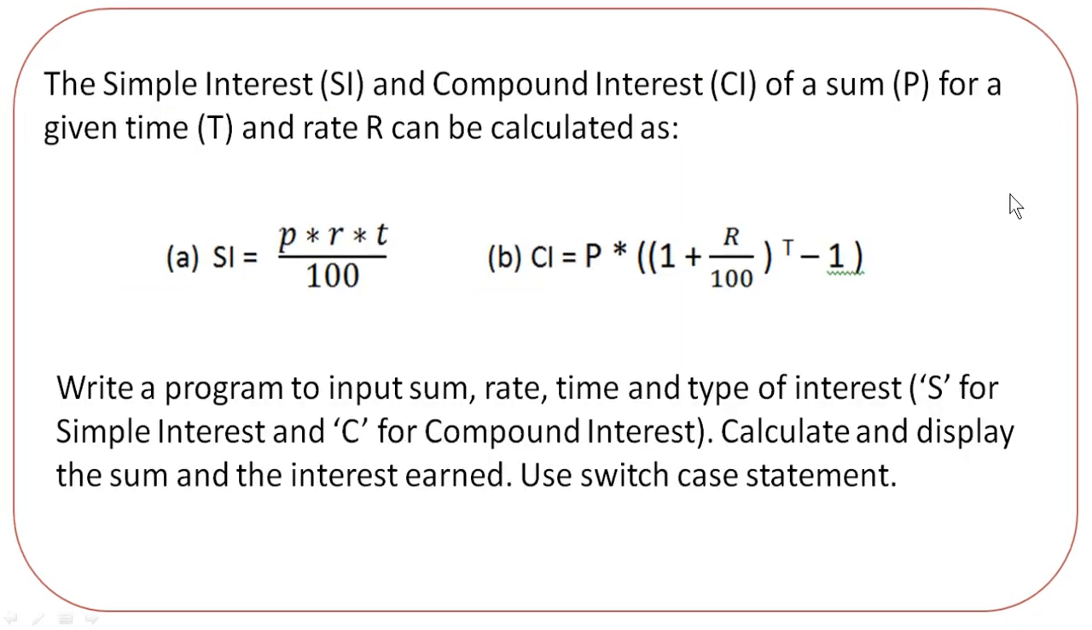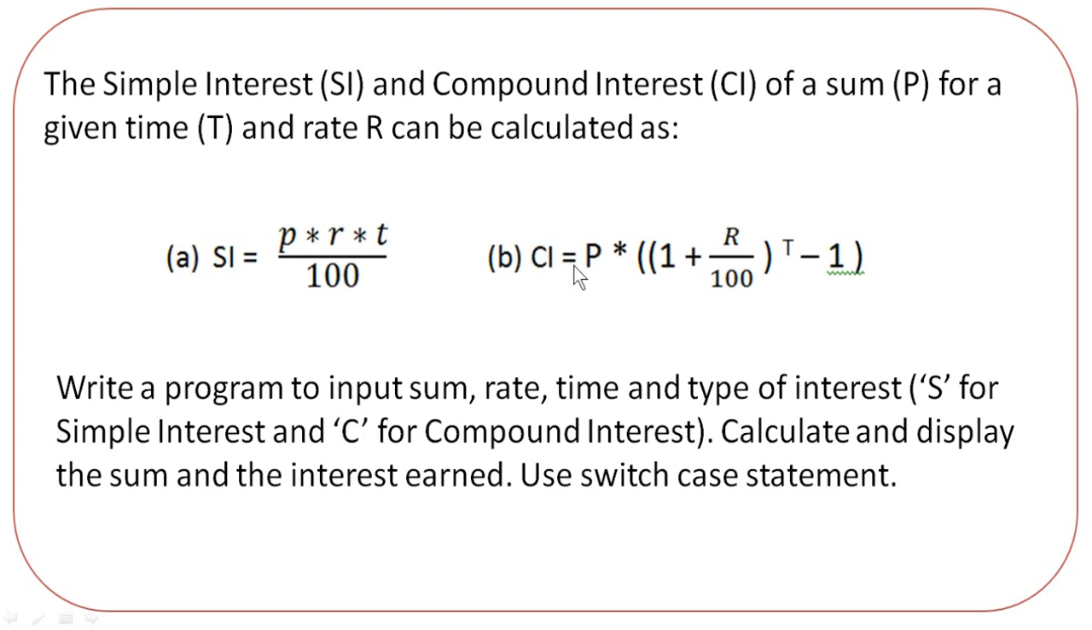So you're going to see the question. The simple interest SI and the compound interest CI of a sum, that is the principal amount, for a given time, that is the number of years, and the rate, that is R, that is rate of interest, can be calculated as, so first option is SI, that is simple interest, equal to P into R into T, divided by 100. So according to whatever values are given, you are going to calculate with this formula. That will be the simple interest.